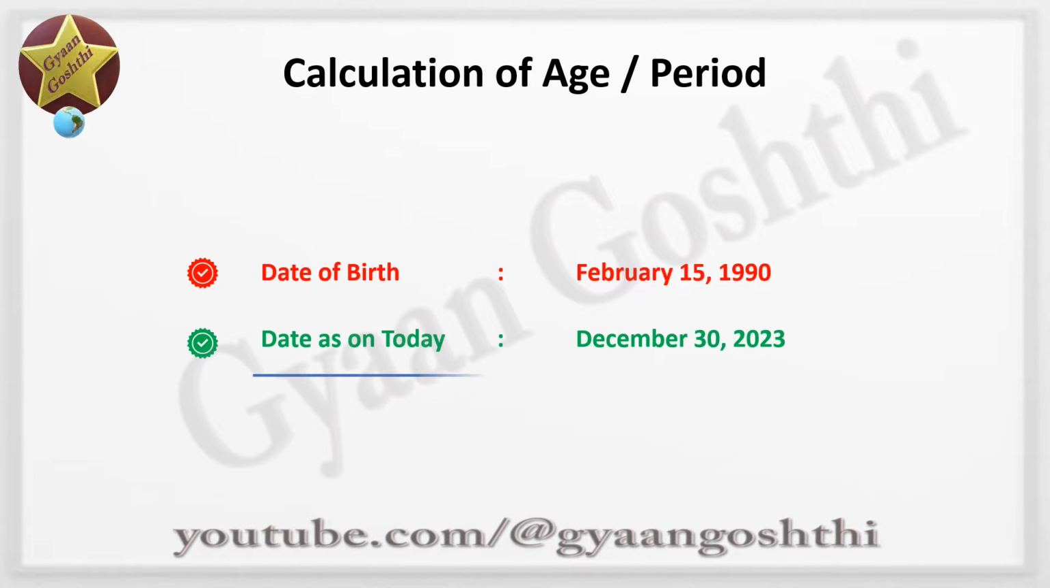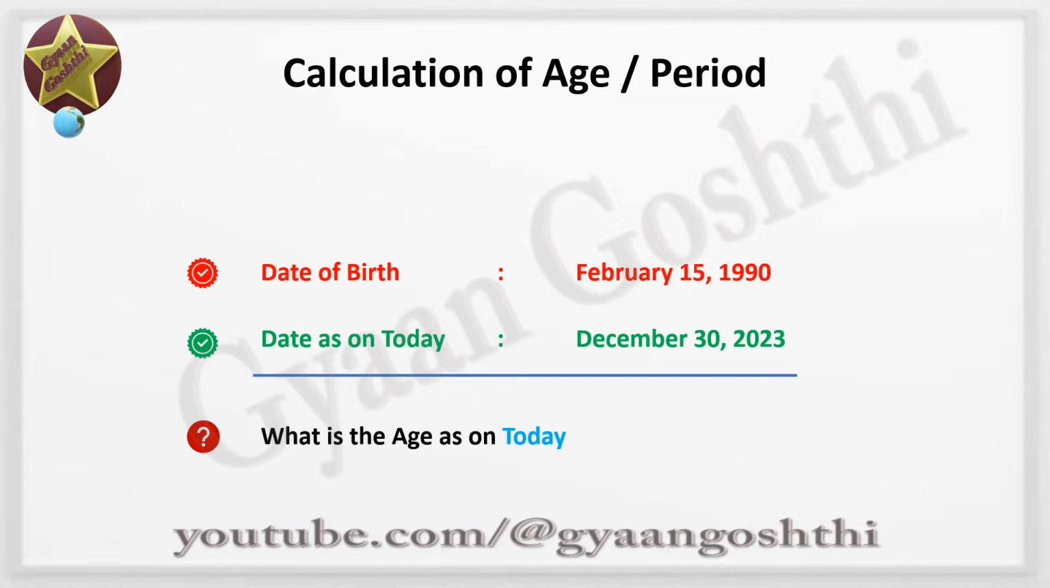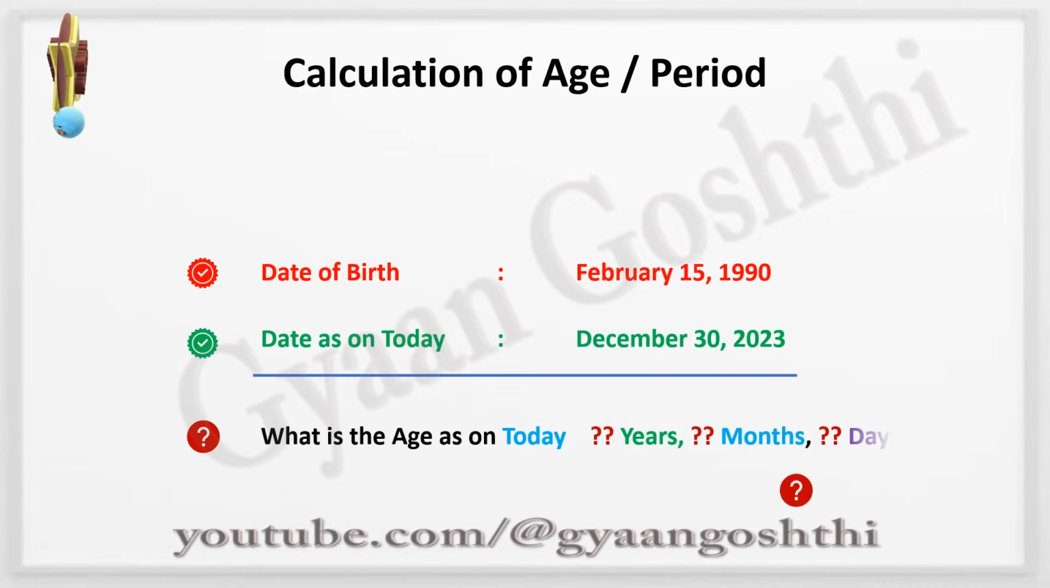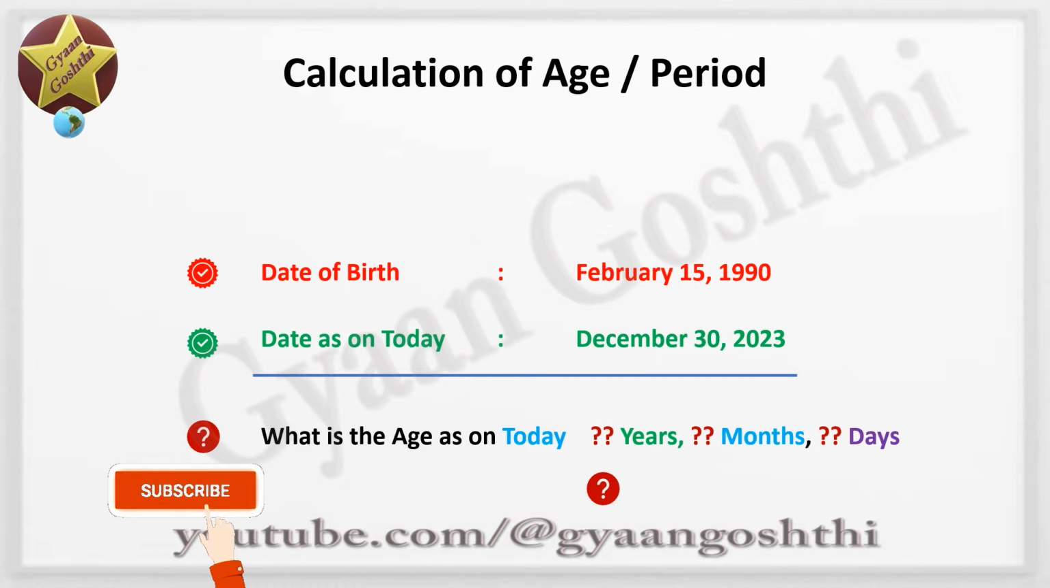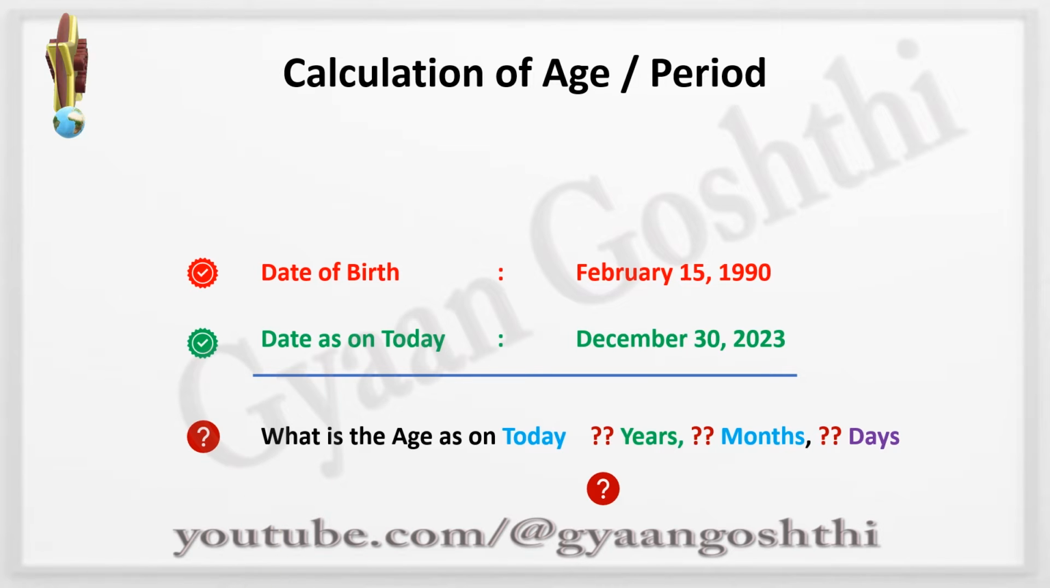On this slide, we have a simple scenario. The date of birth is February 15, 1990, and the date as of today is December 30, 2023. We want to determine the age as of today in terms of years, months, and days. Let's break it down with an example.